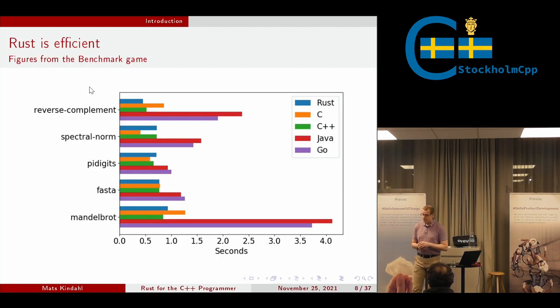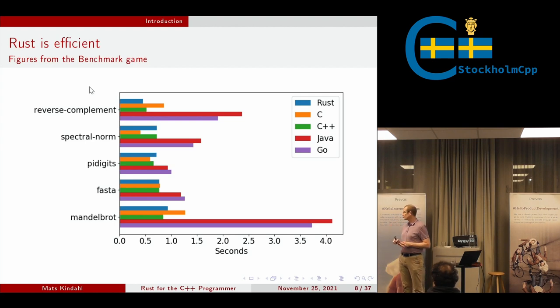It is efficient. This is a comparison. I've picked the best examples. So there are a lot of other things. This is the benchmark game, if you're familiar with that. So it has a number of different benchmarks. It's a few simple examples. I've picked the best ones, I have to admit that. But as you can see, when you compare Rust with C and C++, they are on par. Sometimes Rust is a little faster, sometimes Rust is a little slower, but C, C++, and Rust are roughly at the same level when it comes to execution.